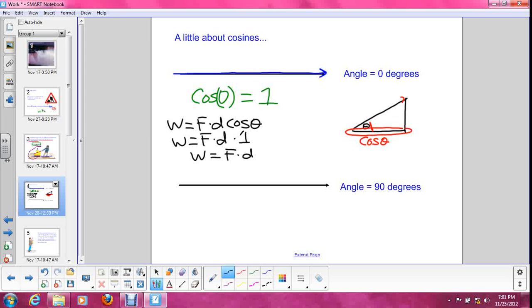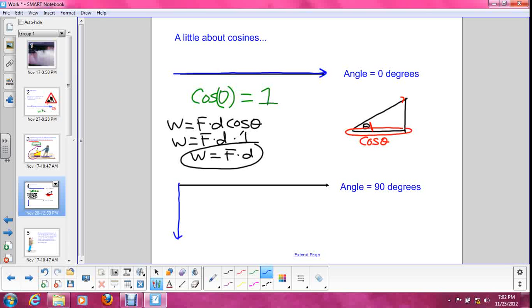So if the force applied is already in the direction of the movement of the object, the cosine of 0 goes away and you're left with force times distance, because all of that force is being put into doing work on the object. However, the opposite is true if we look at an angle applied 90 degrees or perpendicular to the direction of motion.